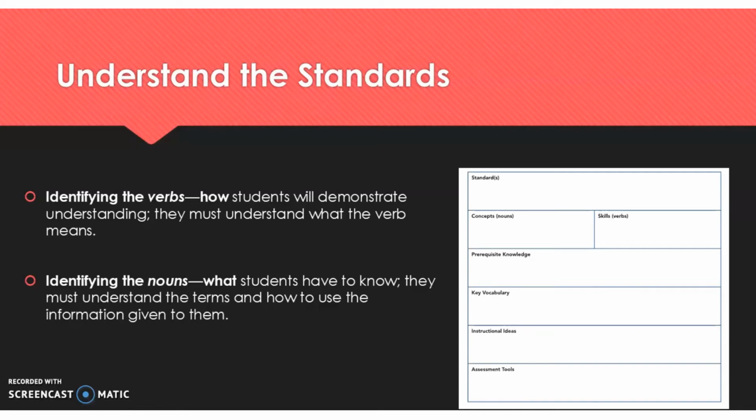The teacher also needs to identify the nouns in their success criteria, what the students have to know. They must understand the terms and how to use that information given to them in their learning.